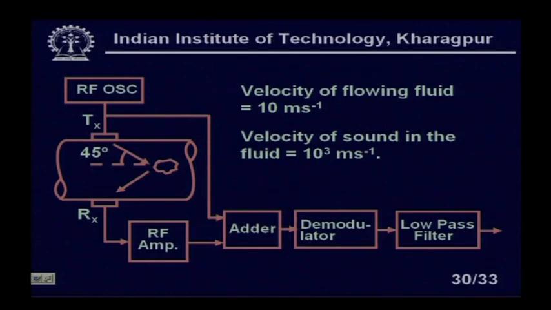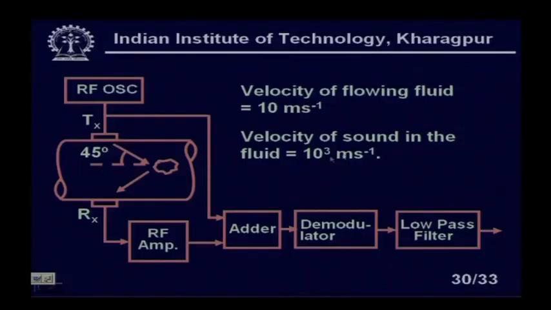These ultrasonic waves are launched from this transmitter. It is coming here, getting reflected and coming in this direction, right, and it is received at the receiver sensor RX, and it is coming to the RF amplifier, then it is mixed with the RF oscillator in the adder, then you have the demodulator and low pass filter. You have to find the cutoff frequency of this low pass filter, right.